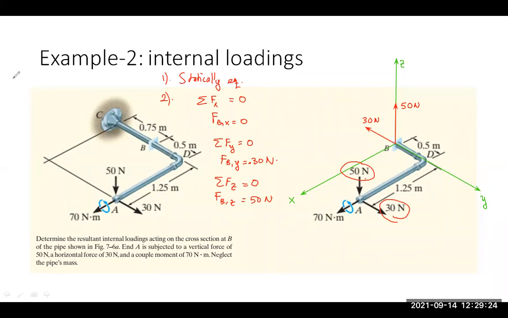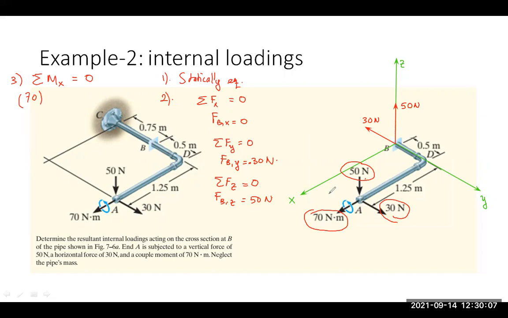Okay, so let's now evaluate sigma M on each direction. Now let's take a look. Sigma moment in x direction must be equal to 0. Counterclockwise will be the positive moment. So here we have positive 17 Newton meter of moment applied at point A. So here we have 70 Newton meter applied at point A.